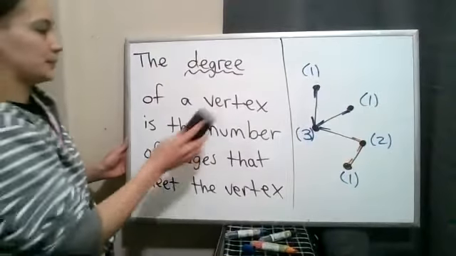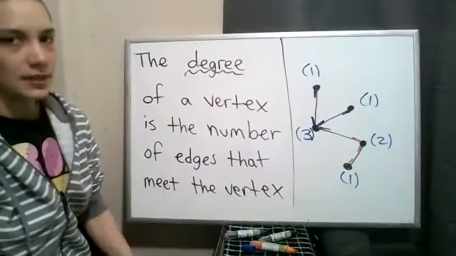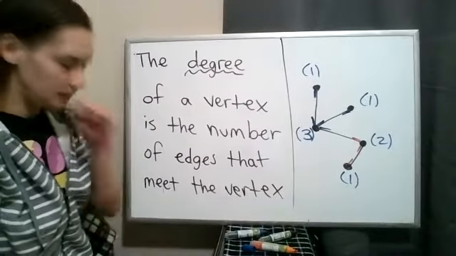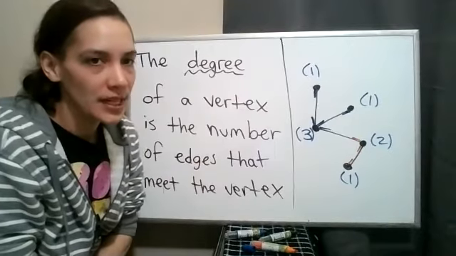Okay, here there's only one line connected, so the degree is 1. Okay, so the next note is that a loop contributes 2 to the degree of a vertex.